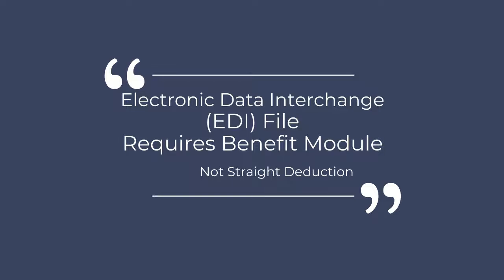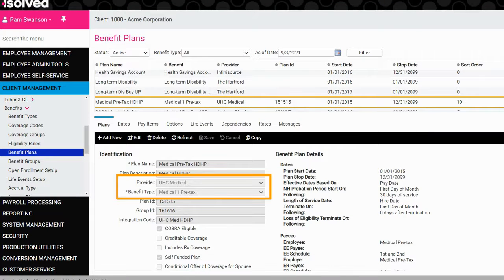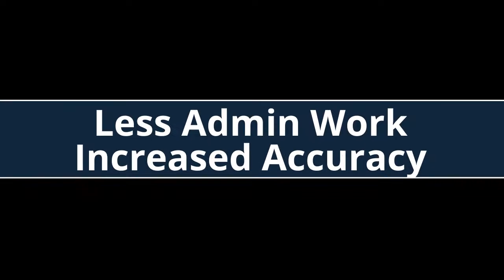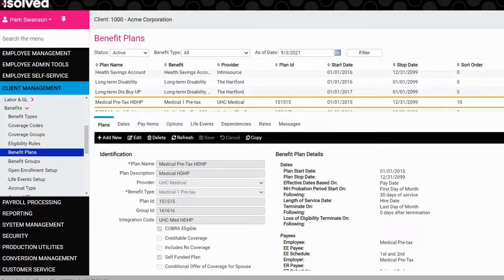Using the benefit plans allows you to send your enrollment data files using an EDI file. EDI files cannot pull from the straight deduction codes. They must use the benefits module. We must have the provider created and attached to the plan. This cuts down on the amount of time the admin is managing enrollments with the carriers, as well as makes your billing more accurate, due to the fact that enrollments go over systematically and are automatically scheduled so that the carriers are always receiving the most up-to-date data from iSolved.